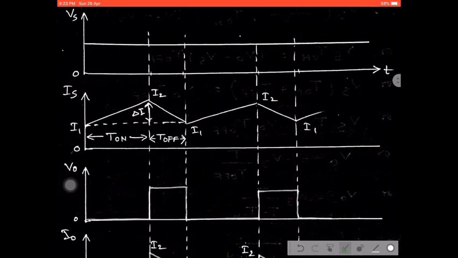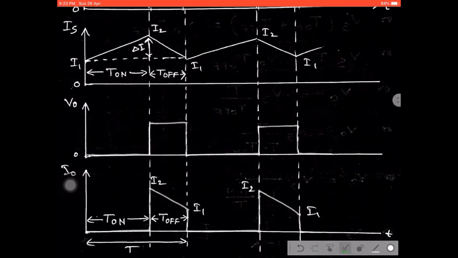Similarly, we know the voltage. When the switch was on, the inductor starts storing energy inside it, but no voltage is appearing at the load. When the switch was off, the inductor stored energy together with the supply voltage appears across the load. That is why this is the output voltage.